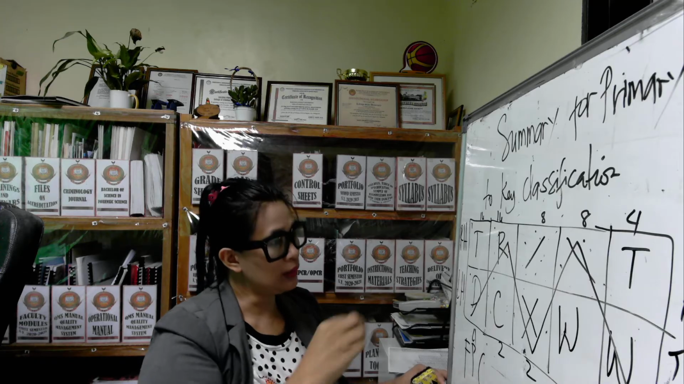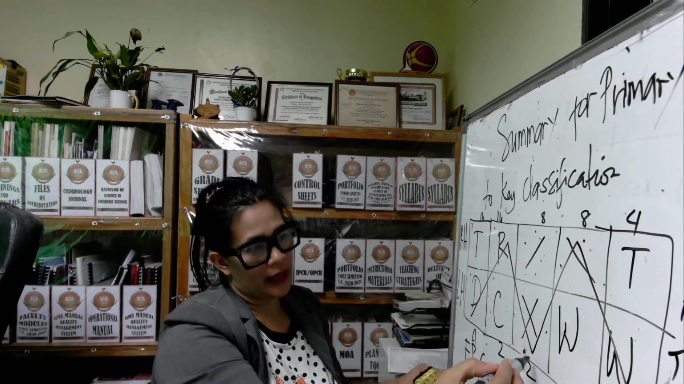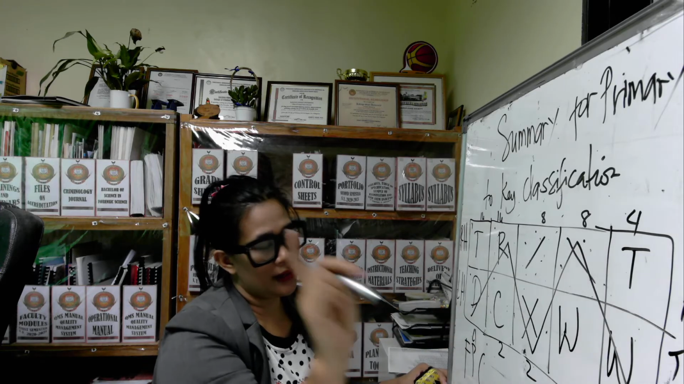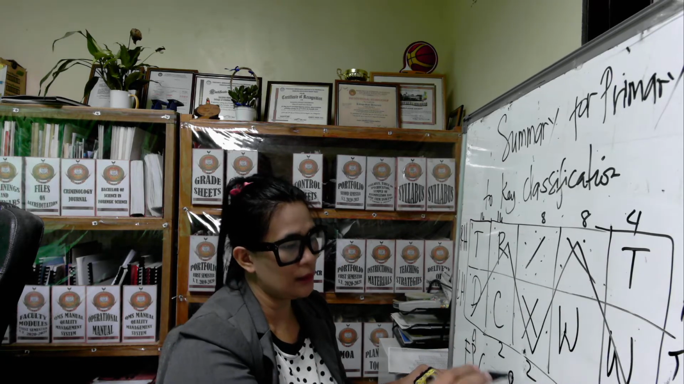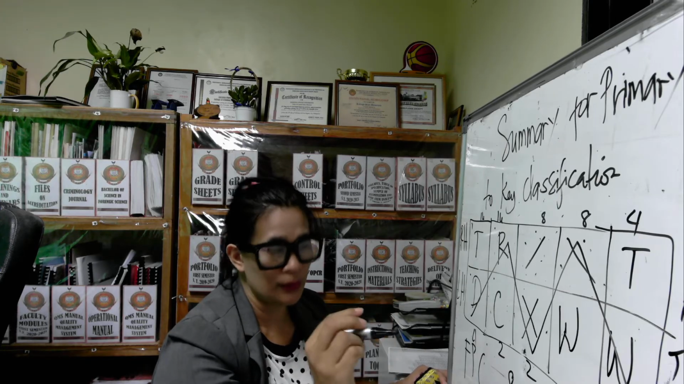Okay, so let's repeat. This is 4, 5, 6, 7, 8. So that is your primary classification under your numerator.